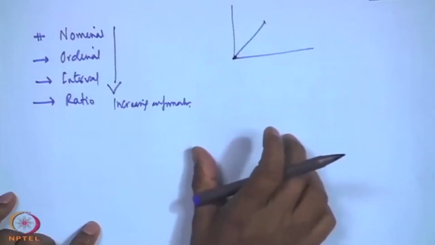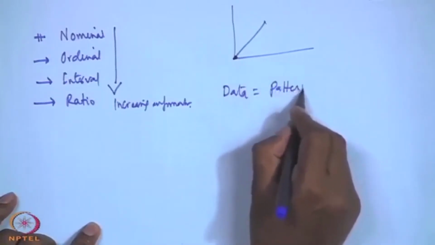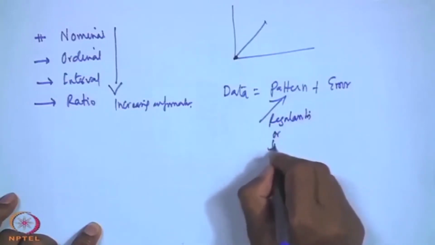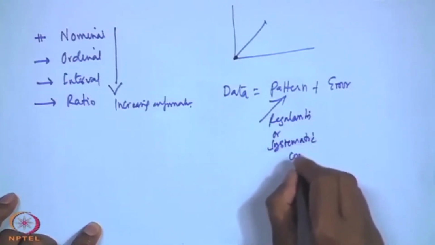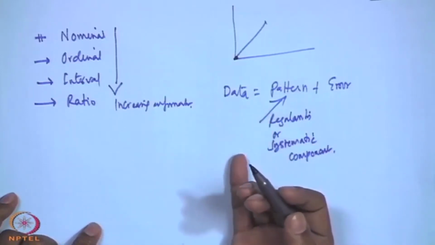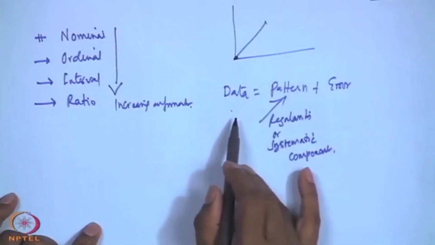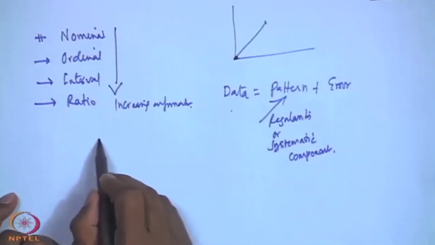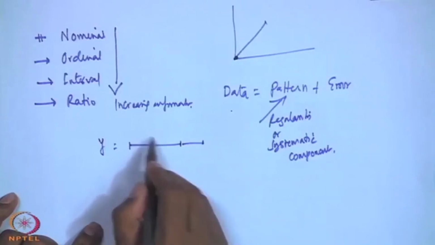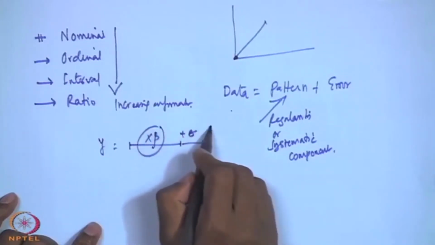In statistical model building, we talk about data, and data is nothing but pattern plus error. This pattern is the regularity or systematic component. So we must know what our problem is, what data we have collected, and we want to extract the pattern from this data. In a prediction model, suppose you want to predict some y value with respect to some x values. You will find a linear combination of variables, that is x beta, plus error. This is my regularity or pattern, and this one is the error.